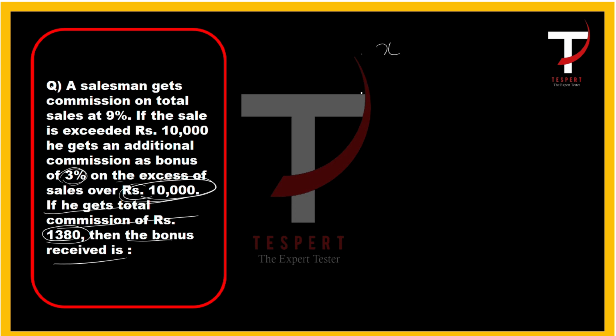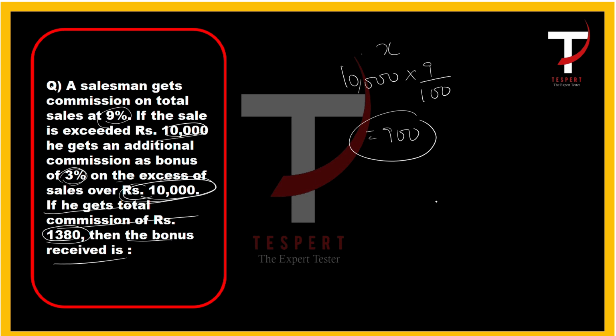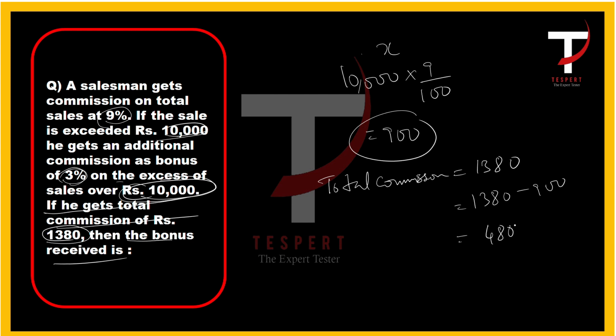Let the total sales be x. Out of 10,000, he would get 9%, because till 10,000 the commission that he gets is 9%. So what is 9% of 10,000? This is 900, right? But the total commission that he received is 1380. So if we subtract 1380 and 900, we will get 480.